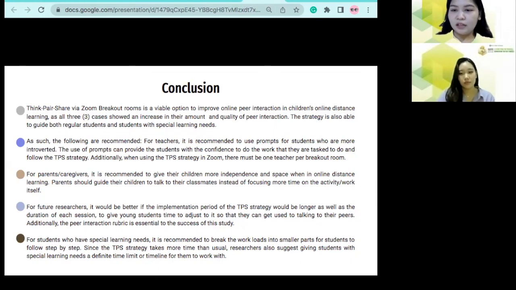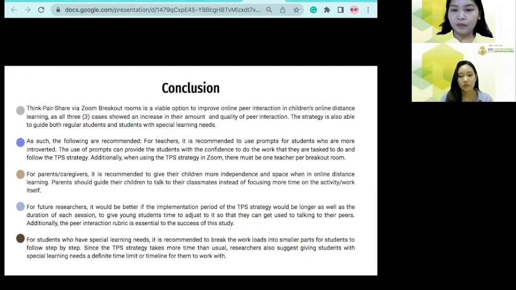For teachers, it is recommended to use prompts for students who are more introverted. The use of prompts can provide the students with the confidence to do the work that they are tasked to do and follow the TPS strategy. Additionally, when using the TPS strategy in Zoom, there must be 1 teacher per breakout room. For parents or caregivers, it is recommended to give their children more independence and space when in online distance learning. Parents should guide their children to talk to their classmates instead of focusing more time on the activity or work itself.